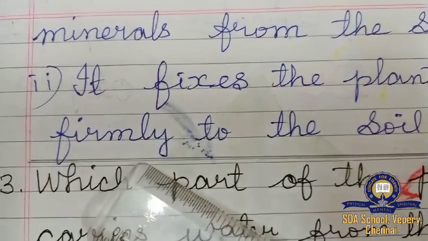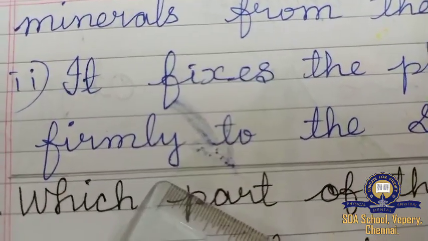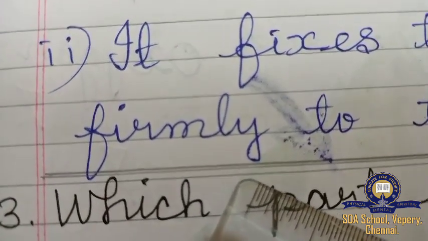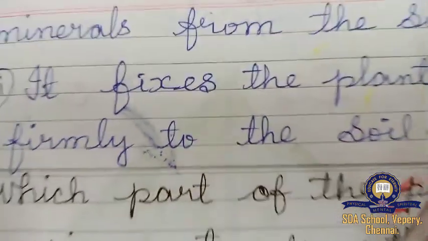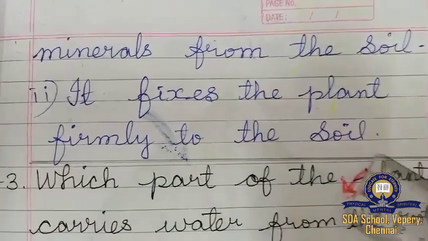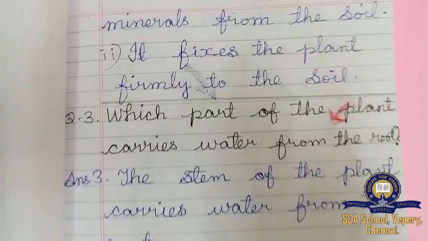Next, it fixes the plant firmly to the soil. Firmly means strongly to the soil, so that the rainwater and the wind won't take the plant away. Understood? So it fixes the plant firmly to the soil. Okay, shall we go to the next question?